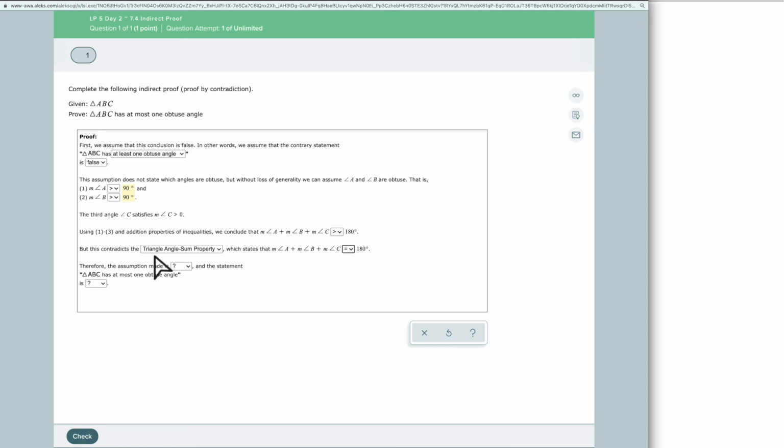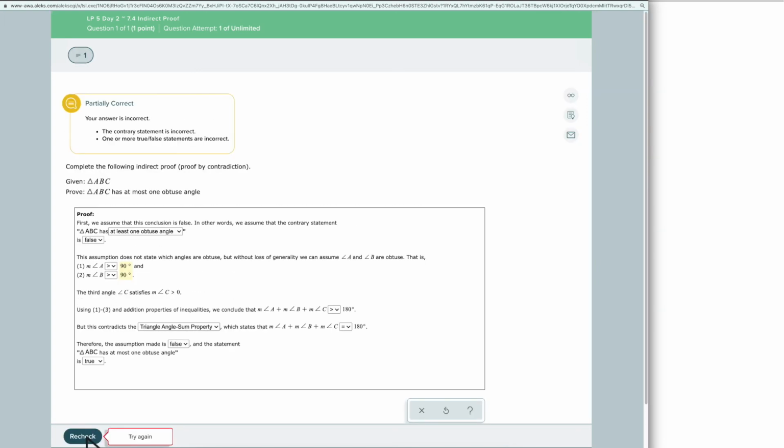So therefore, the assumption made is false. We assumed our assumption is true, and that's wrong, and ABC has at most one obtuse angle is true. So when we're doing an indirect proof, whatever it is we're trying to prove, we assume is wrong. Let's make some statements on why it's wrong, and then decide, does that actually work? Or can we prove that what we just said is in fact not true because we're breaking some other rule? So indirect proofs are kind of a backwards way of going through proofs. The contradiction statement is incorrect.